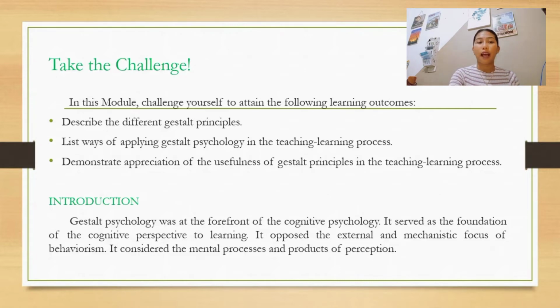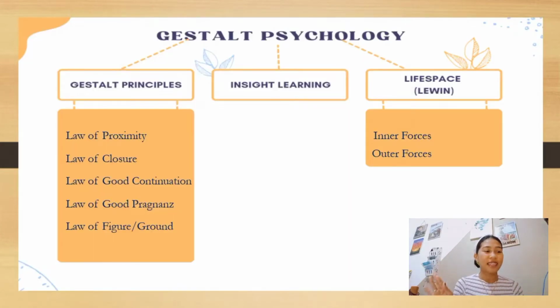So moving on, next slide. I have prepared an advanced organizer, which we will be tackling for this report. So I have the Gestalt psychology. So what are those that are under the Gestalt principles? First, we have the law of proximity. Next, we have the law of closure, the law of good continuation, law of good fragments, and the law of figure and ground. Next, we have also the insight learning. And lastly, we have the life space of Lewin, and under it we have the inner forces and outer forces.